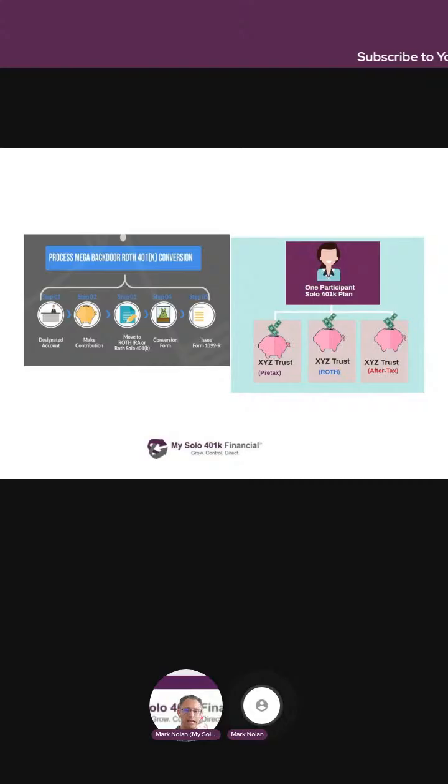A solo 401k plan is a qualified defined contribution plan, meaning that it has to separately track each participant's funds and fund sources. So here's an example of a one participant plan. Here's an example of a two participant plan. Under a one participant plan, the individual is going to have three separate holding accounts, aka bank or brokerage accounts, to hold the various solo 401k fund sources. And those are pre-tax, Roth, and voluntary after-tax. So it's still considered one solo 401k plan.